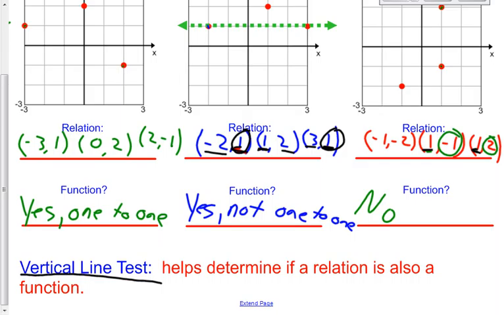And then on my last one, if it's not a function, then it's certainly not going to be a one-to-one function. So we don't even have to worry about saying if it's one-to-one or not, because we already know that it's not a function. If it's going to be a one-to-one function, it first has to be at least a function. So we don't even have to worry about that.